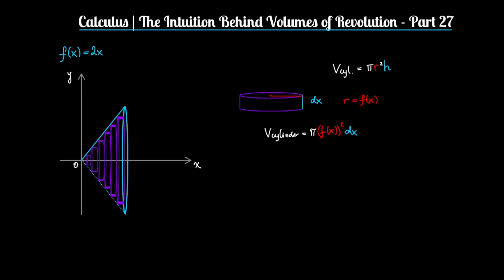And finally, I need the volume of all cylinders combined. Just like with the area, we can use the integral from one bound to another. I could use the integral from a to b of our entire expression for the volume of one cylinder.